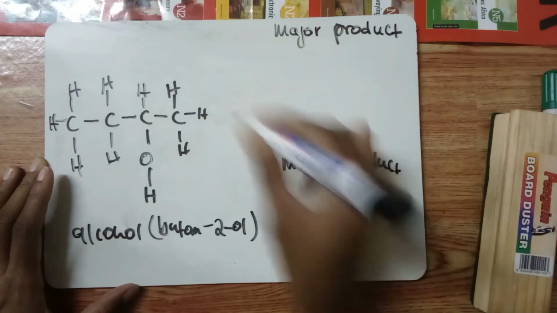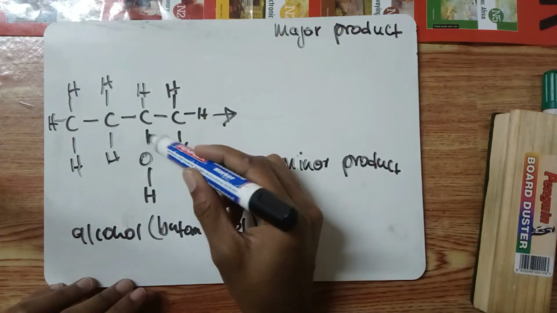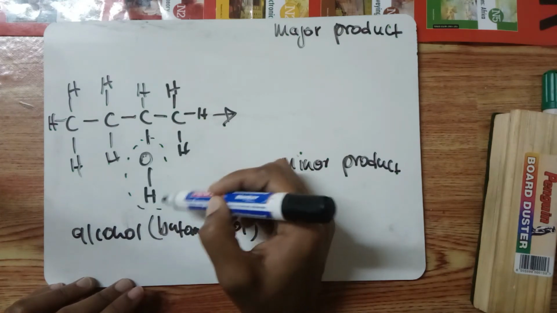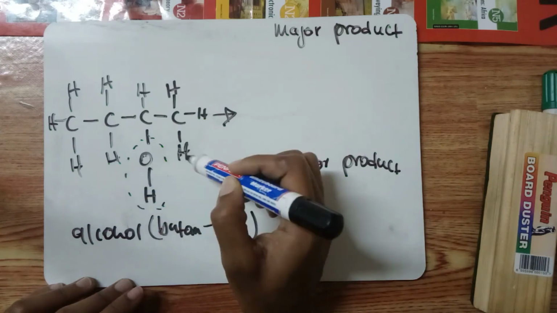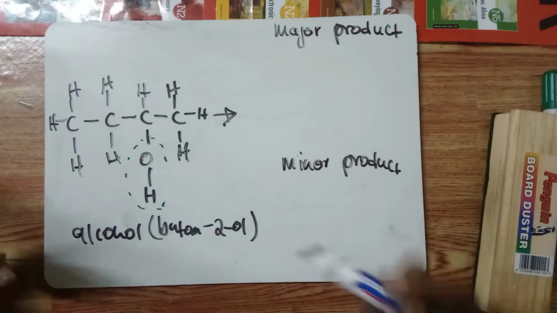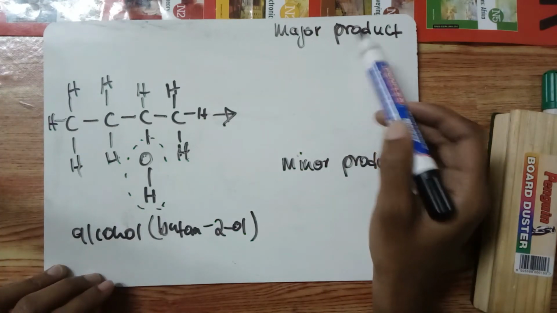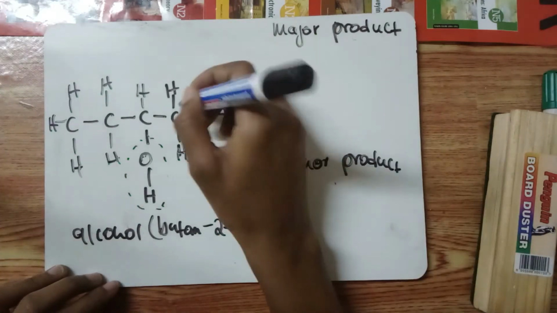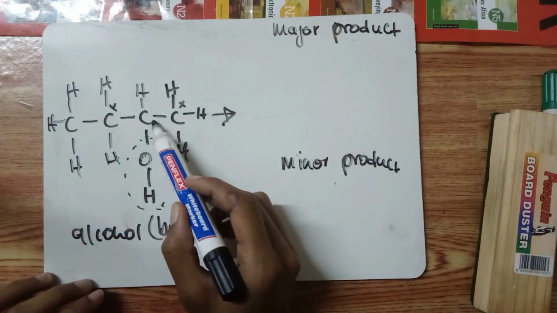So to form a major product, we know that we're going to remove this OH, as well as the hydrogen. So you can either remove this hydrogen or this one. So how do we know which hydrogen to remove? In that case, that's when we have a major product and a minor product. So you're going to be comparing between these two carbons here. So a double bond can either form here or there.